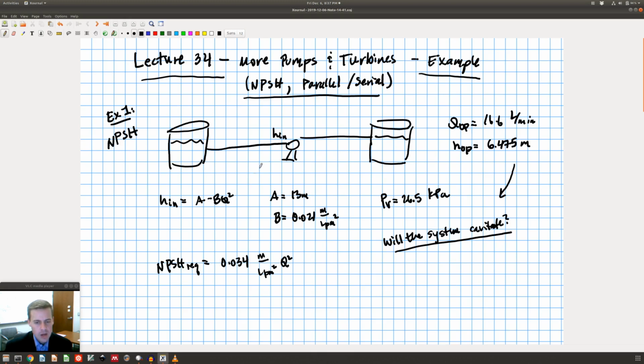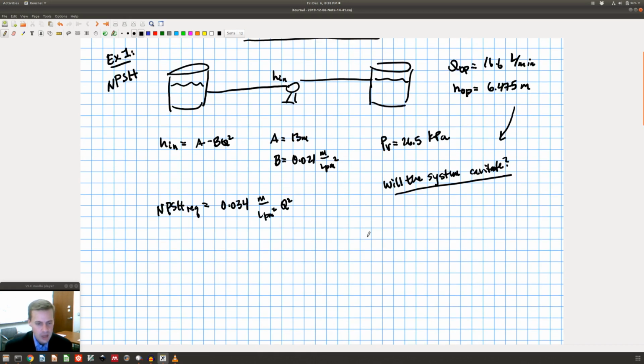And I know the head at the inlet to the pump, so I know that the head is this function here: 13 meters minus B, which is 0.021 meters over liters per minute squared, times the flow rate squared. That's the inlet. And I know that the required NPSH from the manufacturer is 0.034 meters per liters per minute squared times Q squared. And I know the vapor pressure is 26.5 kilopascals. And so the question is, will the system cavitate?